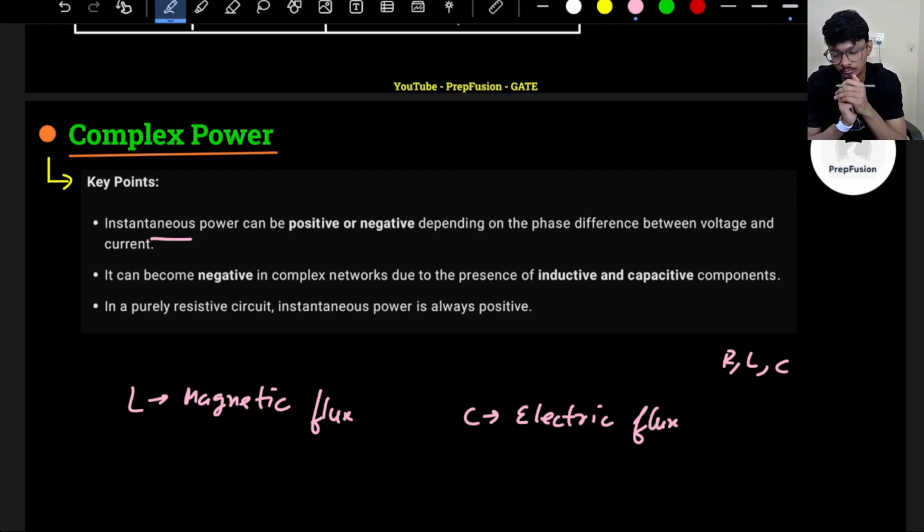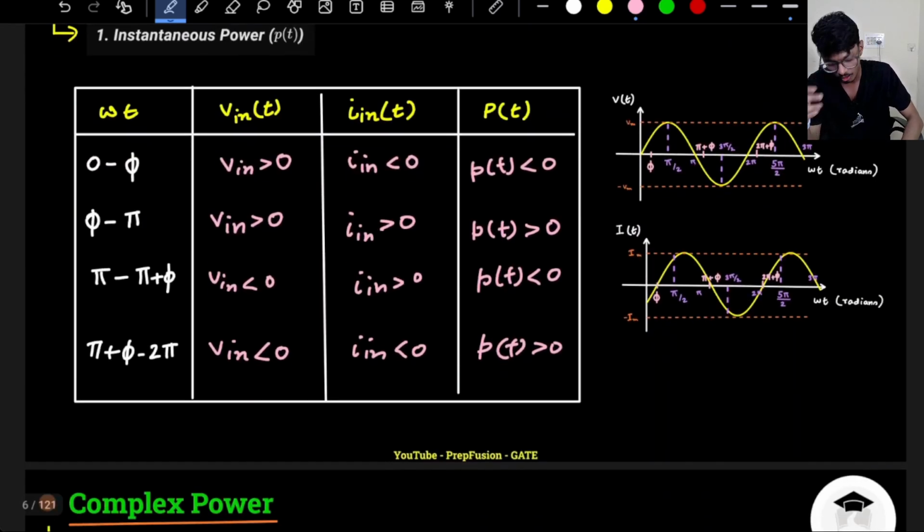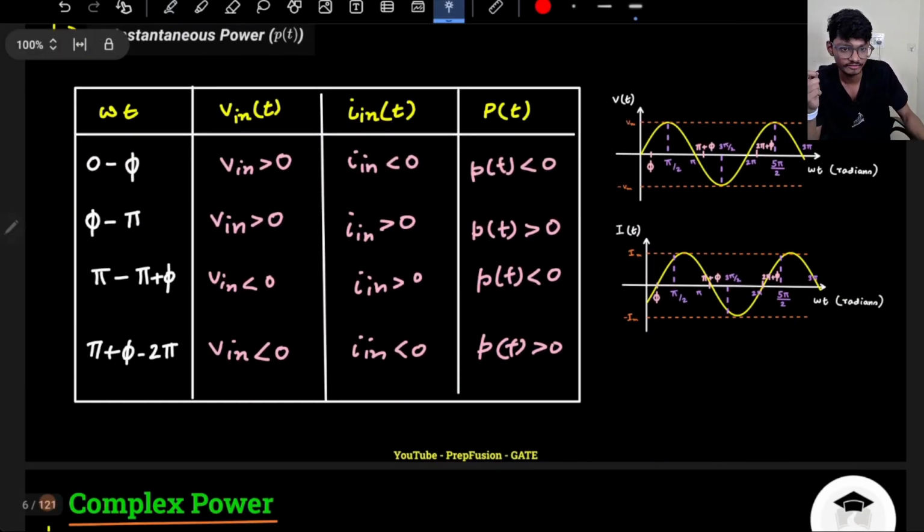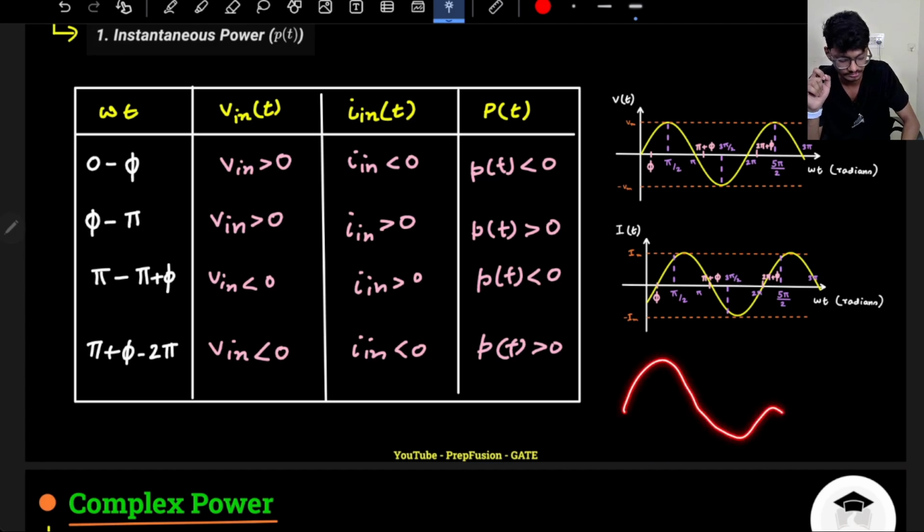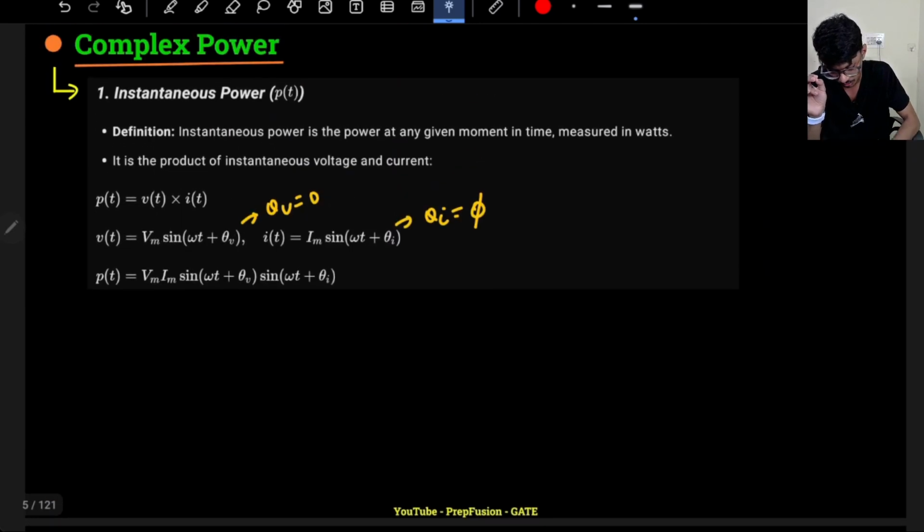So engineers came up with an idea. Our power graph is always oscillating. If I draw the power graph, it will sometimes be positive, sometimes negative. It will also be like a sine, but its frequency will be 2 omega, because if I multiply two sines with frequency omega t, I get two terms. One is 2 omega t, the other one is only with theta constant.